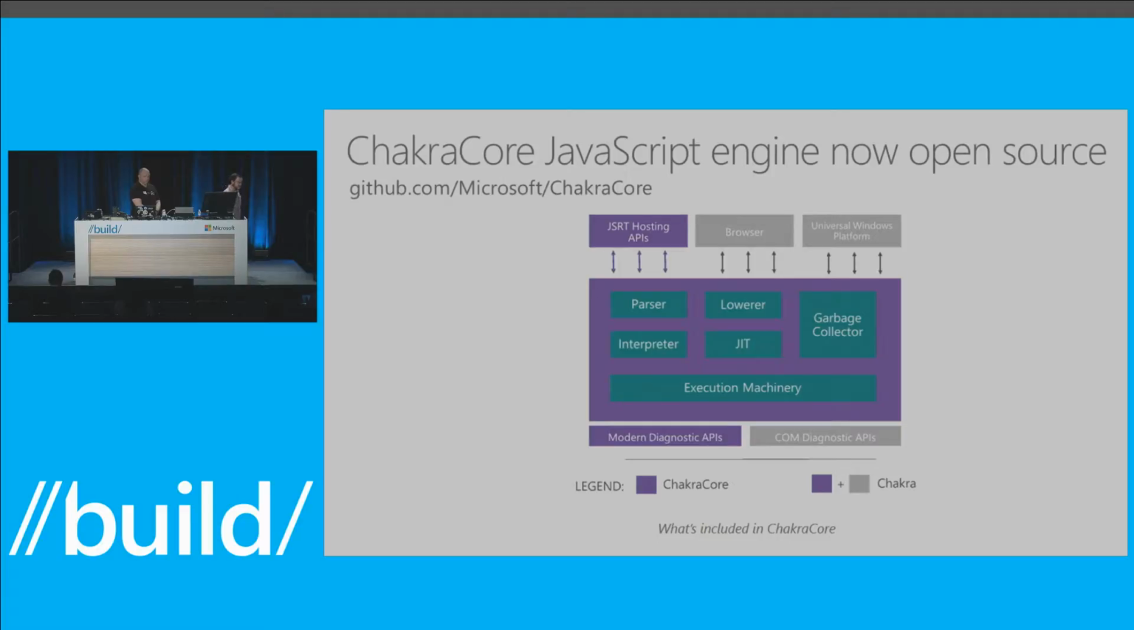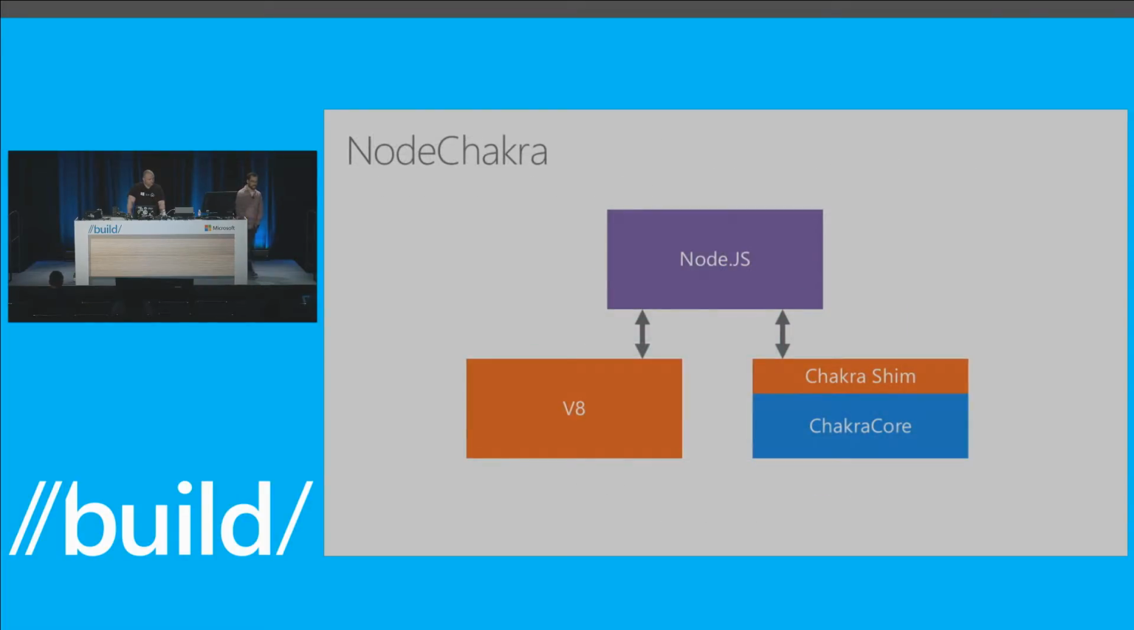But perhaps the biggest news in Chakra since the last time we were at Build is that the ChakraCore subset of the JavaScript engine is now open source. It's available on GitHub. It's all the same components of Chakra that ship inside of the Microsoft Edge browser. And we have an open roadmap talking about things like cross-platform support and other features and futures for the Chakra JavaScript engine. One of which is integration into Node. Node.js, extremely popular JavaScript server-side engine running on top of the V8 JavaScript engine.